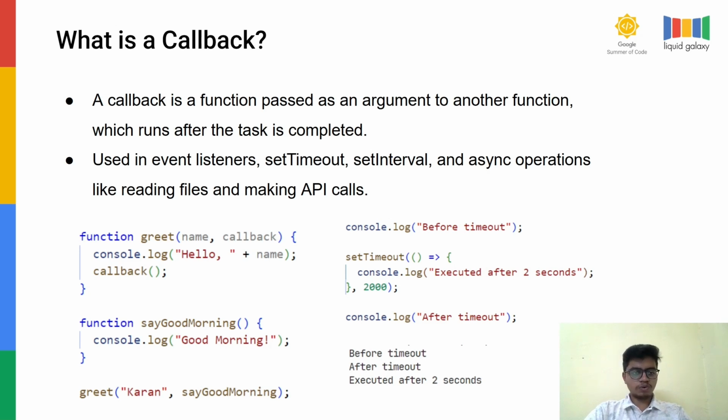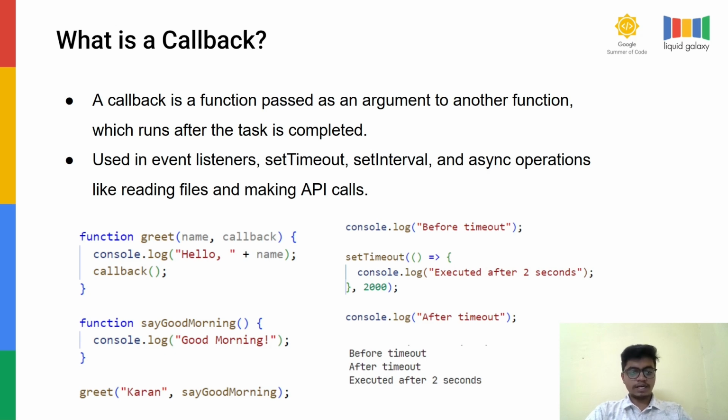Now we can see through this example code that there is a function called greet, which takes two arguments, a name and a callback. Name is basically a string and callback is basically a function. Inside this function, we are printing hello, comma, name. And we are also calling the callback function which is passed as an argument. And there is another function, sayGoodMorning, which prints good morning to the console.